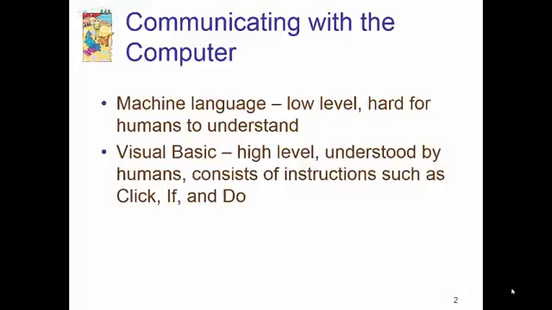Now each programming language has its own compiler. So a high level language such as C++, Java, Visual Basic will each have its own compiler that takes a high level language and converts it to machine level language. Visual Basic consists of instructions such as click, if, and do, something that we can understand and something that we can use and process. So why Visual Basic and why not one of the other programming languages?